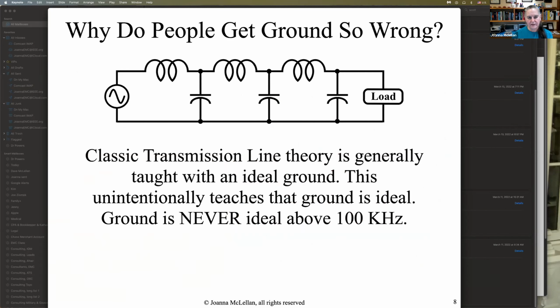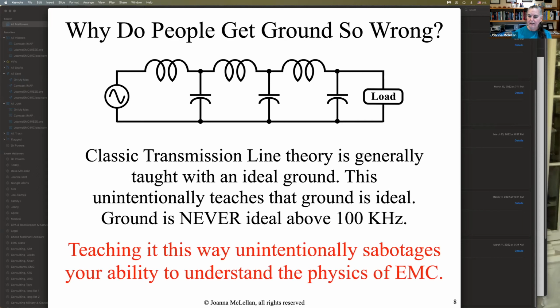So I ask myself, as a consultant and an educator, just why is it that people keep getting this ground issue so wrong? Over and over again, I see people splitting their grounds and it causes havoc. Well, I looked at the way classic transmission line theory is taught in every university on the planet, and I find that they unintentionally sabotage the ability of electrical engineers to understand EMC.